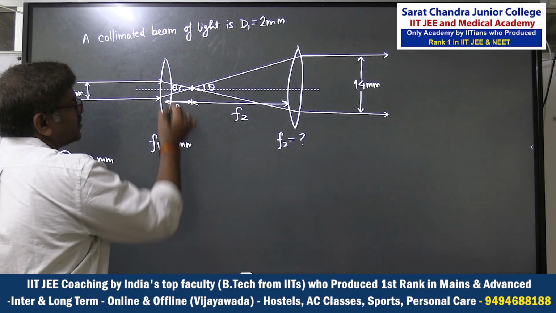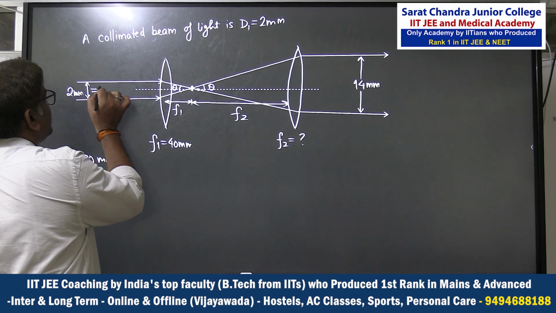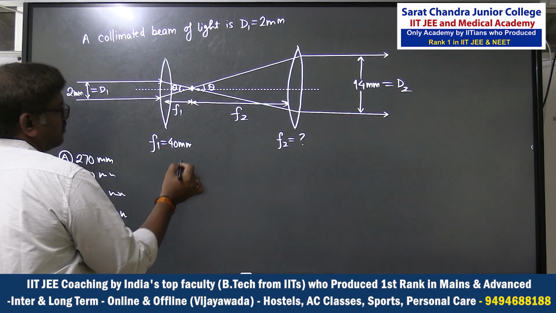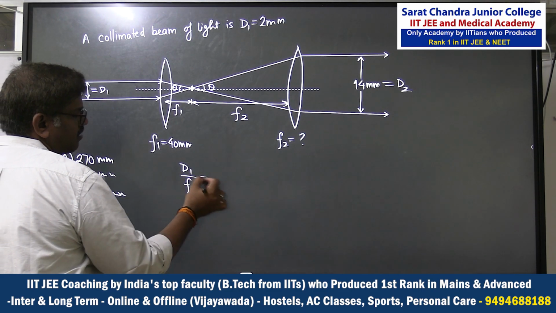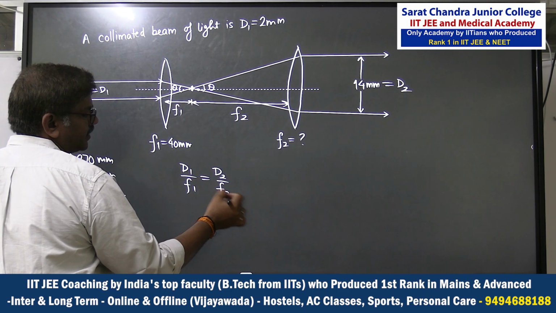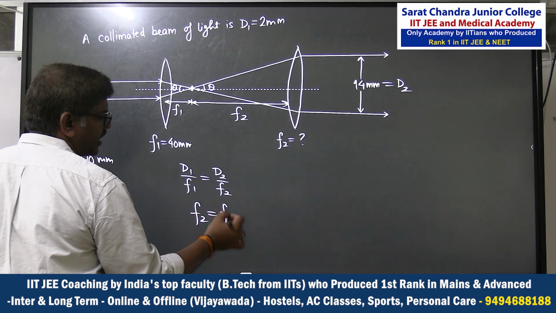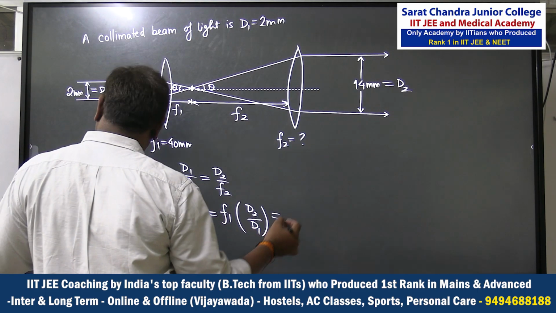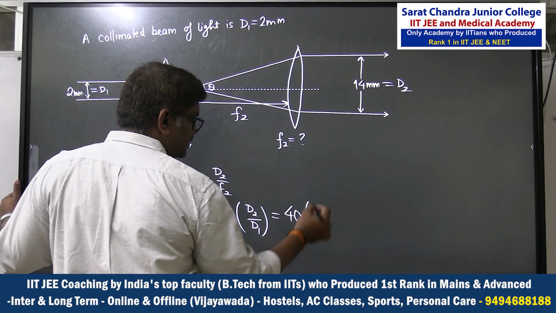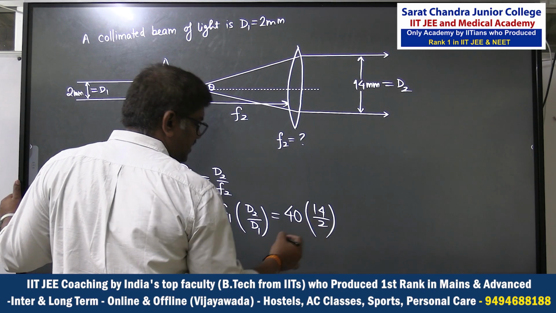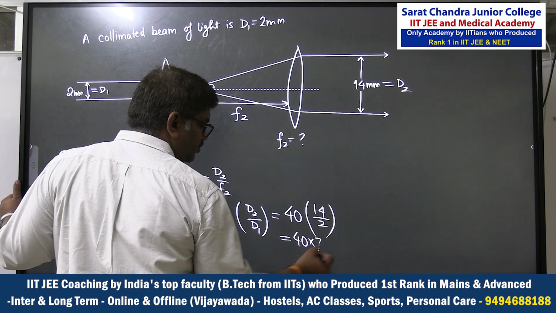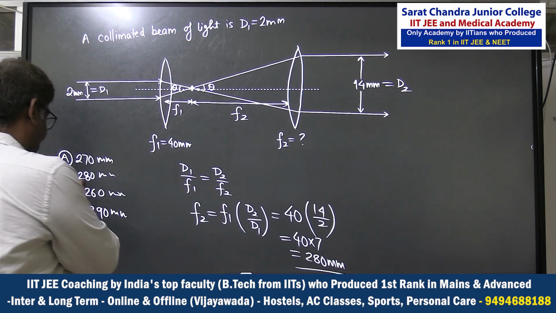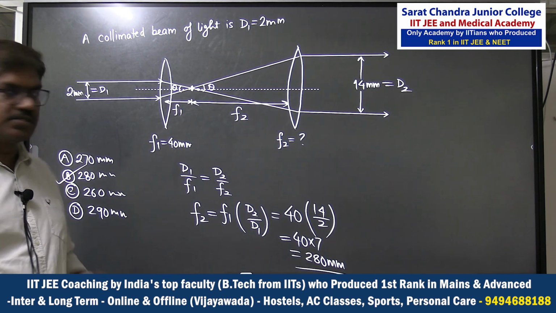Similar triangles are there. So if I name this D1 and this D2, then clearly by the property we can write D1 by f1 is equal to D2 by f2. So to get f2, we directly get f1 into D2 by D1. Now this will be 40 mm, this is 14, this is 2, so this is 7, so 40 into 7 gives you 280 mm. That will be the answer of this question.